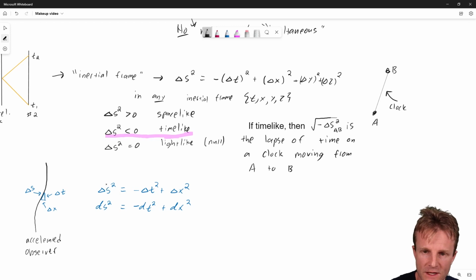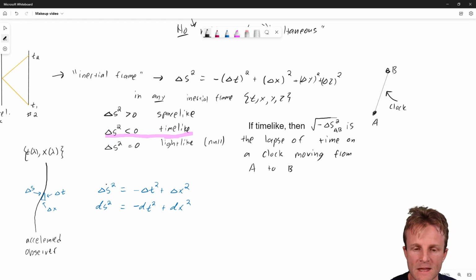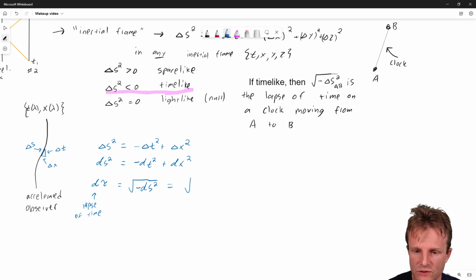And now, the most convenient way to think about it in relativity is to think about a parameterized curve. So instead of giving x as a function of t, let's give t as a function of some parameter lambda, and x as a function of the same parameter lambda. And now we can get the parametrized formula by a little bit of sleight of hand. Let's first use the interpretation that over this little triangle, the lapse of time on the clock is the square root of minus ds squared. So let's call that d tau, little lapse of time. So d tau is the square root of minus ds squared. And then using the formula above, that's just the square root of dt squared minus dx squared.